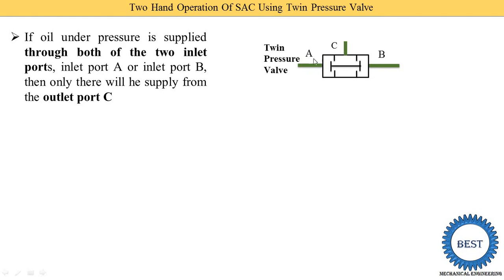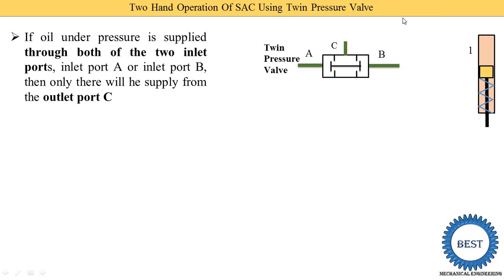Suppose we are not supplying oil from the A side and we supply only the oil from the B side, then what happens? This portion is connected here, so oil is not supplied to the C port. Means supply is closed if we supply oil from only one port. That's why its name is twin pressure. Means we supply the oil from both the A port as well as the B port, and then only oil is supplied to the C port, and this C port is connected with the single acting cylinder. So here you see this is the single acting cylinder.